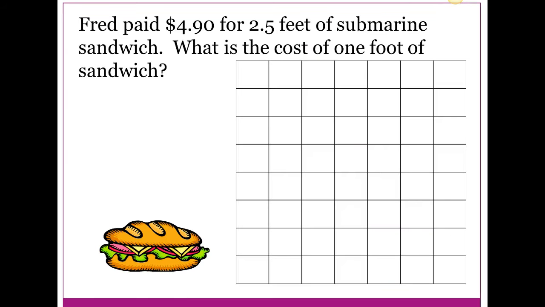Fred paid $4.90 for 2.5 feet of submarine sandwich. What is the cost of 1 foot of sandwich? The cost of the sandwich, $4.90, will go inside the bracket. It is what is being divided up. It is being divided by 2.5 feet. I can't divide by 2.5, but I can move the decimal over one place to turn that into the whole number 25. If I do that in the divisor, I must move the decimal over one place in the dividend. In effect, I've multiplied both of them by 10. Now I can rewrite my problem.